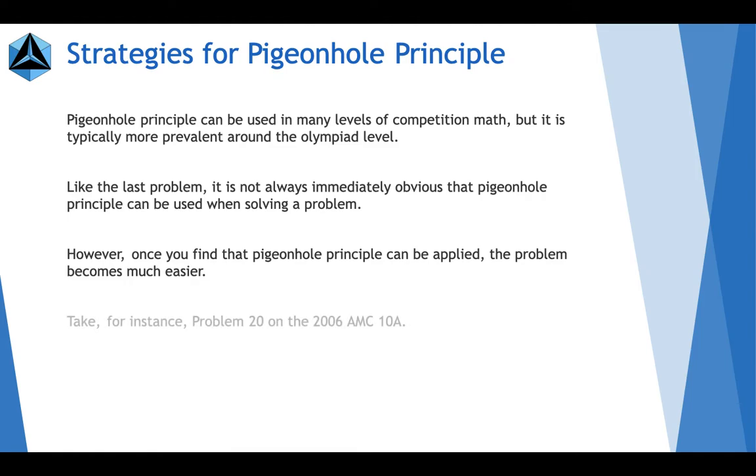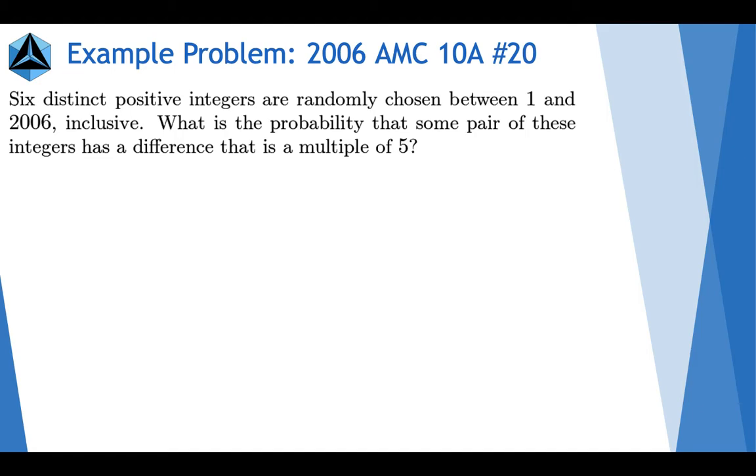Take, for example, this problem from the 2006 AMC 10A, problem 20. Okay, so 6 distinct positive integers are randomly chosen between 1 and 2006 inclusive. What is the probability that some pair of these integers has a difference that is a multiple of 5?